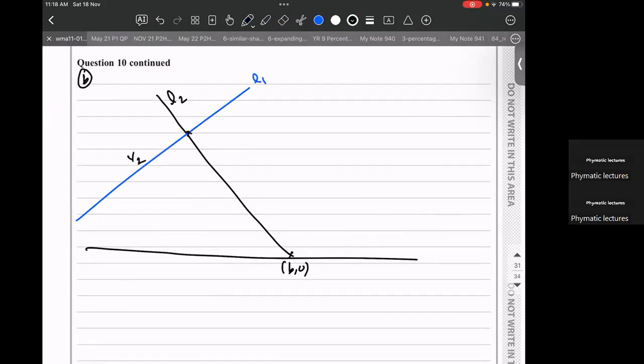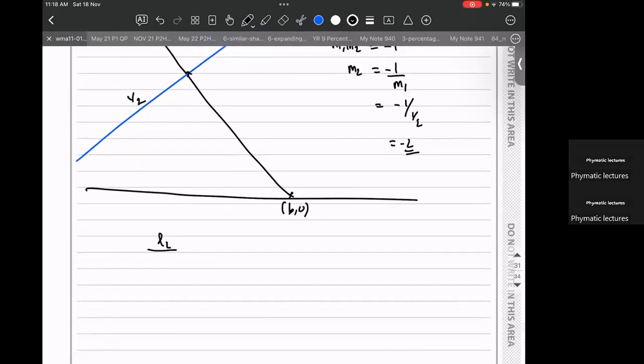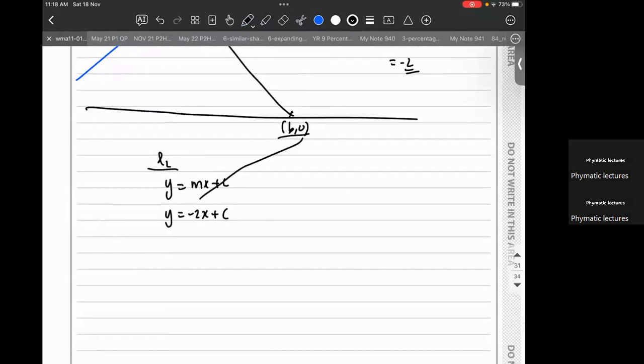So the gradient of the line L1 is half. So the product of two gradients must be minus 1 if these two lines are perpendicular. So therefore the gradient of the second line is the negative reciprocal of the first gradient. So minus 1 by 1 by 2, so we'll get it as minus 2. And the equation of the line, we can write it as y is equal to mx plus c. y is equal to negative 2x plus y intercept. And we know it is passing through b comma 0. So in place of y, you substitute 0. In place of x, you substitute b. Therefore, the c value, we will get it as 2b.